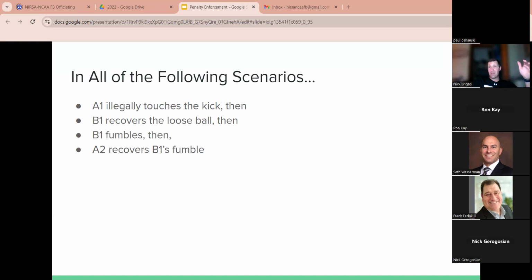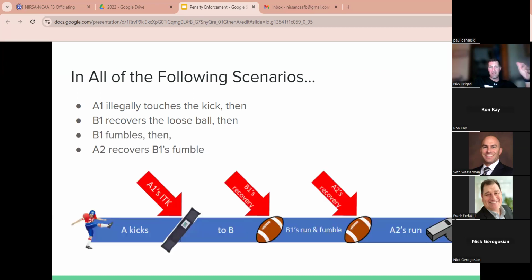Now, that's a lot of stuff to remember. So I made this handy chart. Okay. We've got the kick. We've got the illegal touching by A1, which is the beanbag. Ball still loose. B1 recovers is the first football, then the run and fumble, which is followed by A2's recovery and then A2's run. So that's going to be on all the slides. The reason this is going to be on all the slides is because when the foul occurs is very important in this sequence.